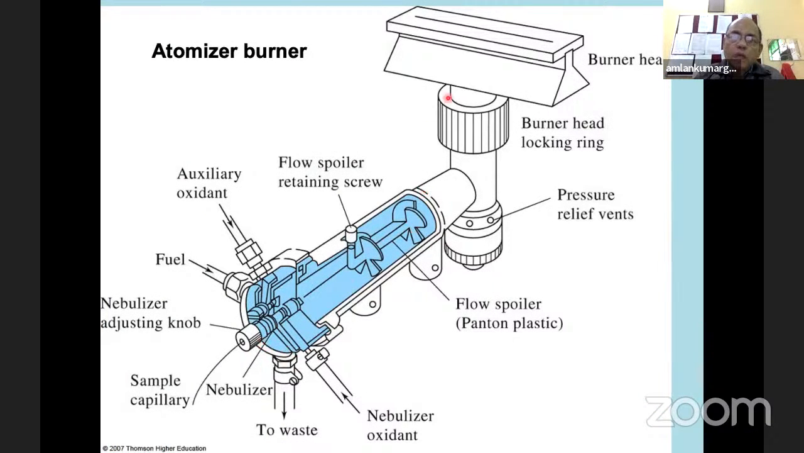So this is a cutout of how it looks. You'll see that this is the capillary through which the sample enters the mixing chamber, and these are the baffles. The fine spray of liquid that is forced in hits the baffles. The larger droplets will drop out from the drain, and the smaller droplets will move through, and then along with the fuel and the oxidant, it will go to the flame.